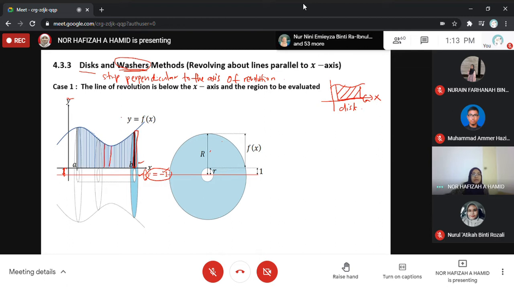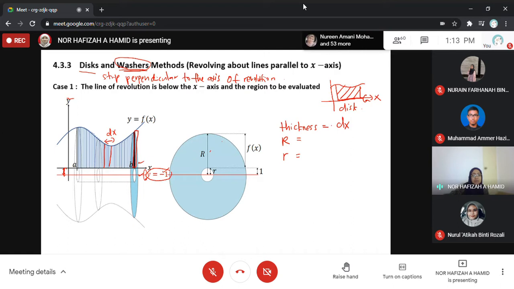Okay. Next, you need to determine the outer radius. So kita nak solve using washer. So you need to have the outer and the inner radius. Okay, first you determine the thickness dulu lah. So thickness you refer to the strip. So strip dia is vertical. So thickness is equal to dx. So thickness dia is dx.